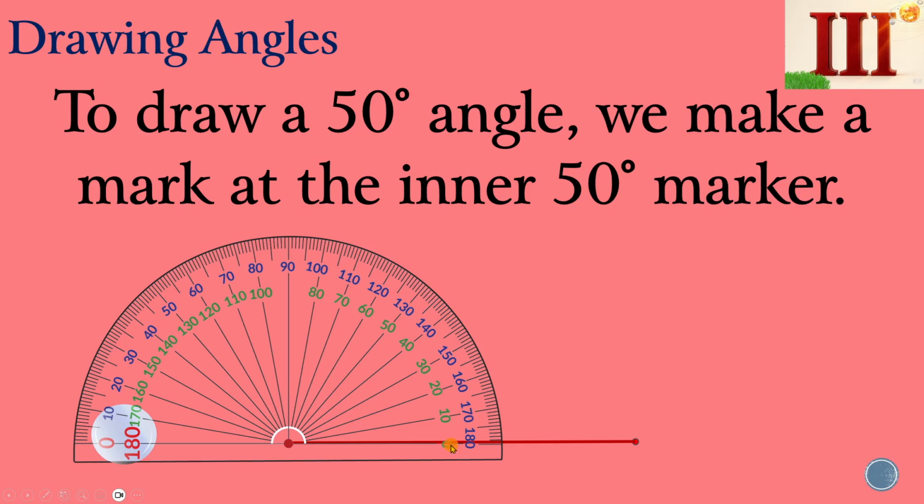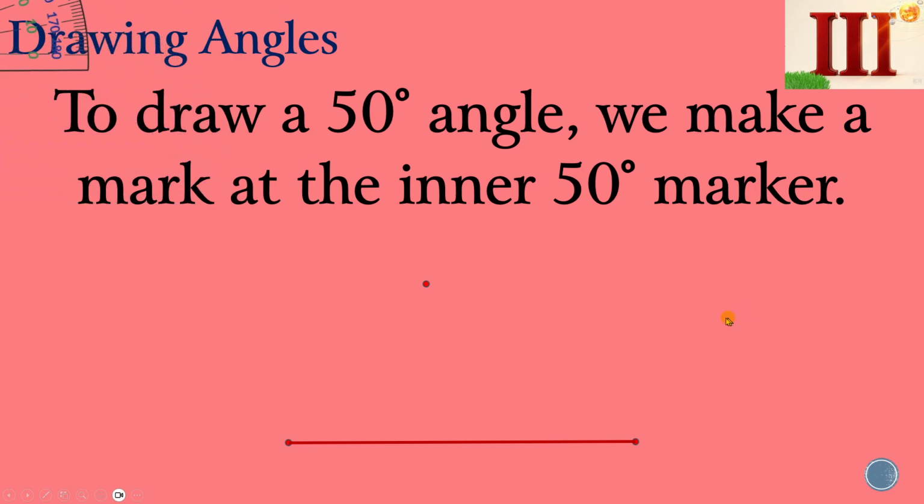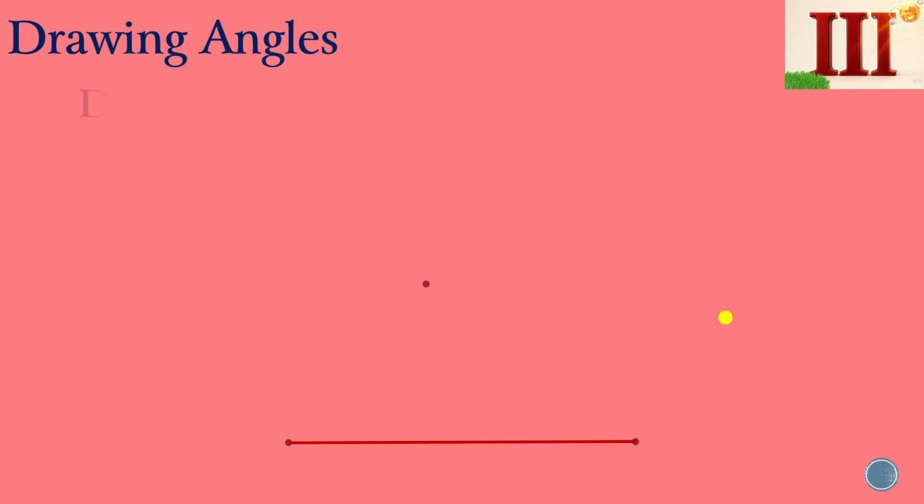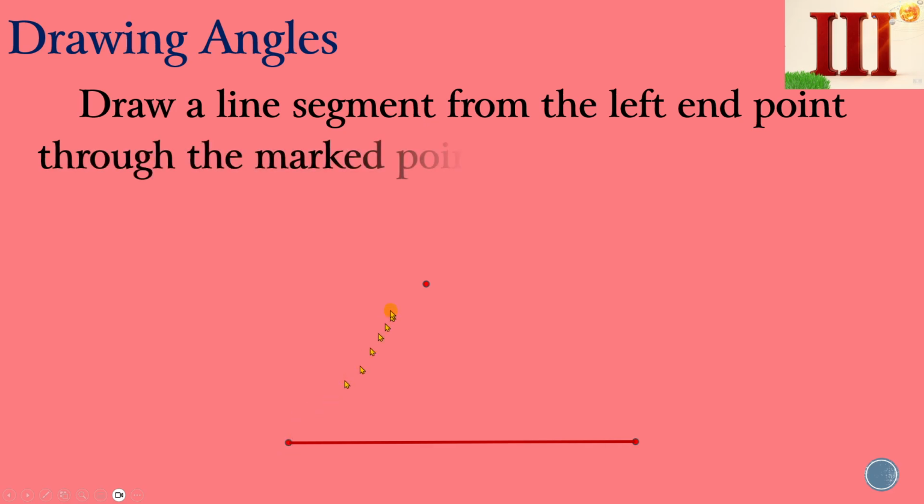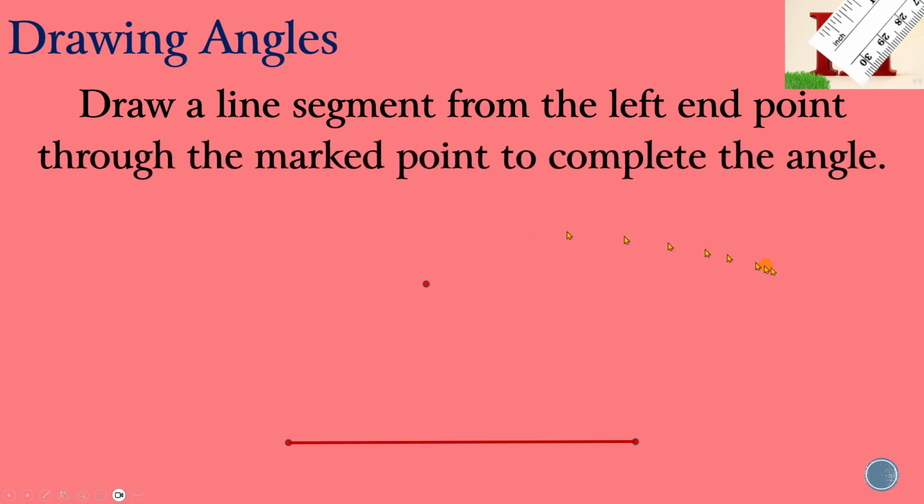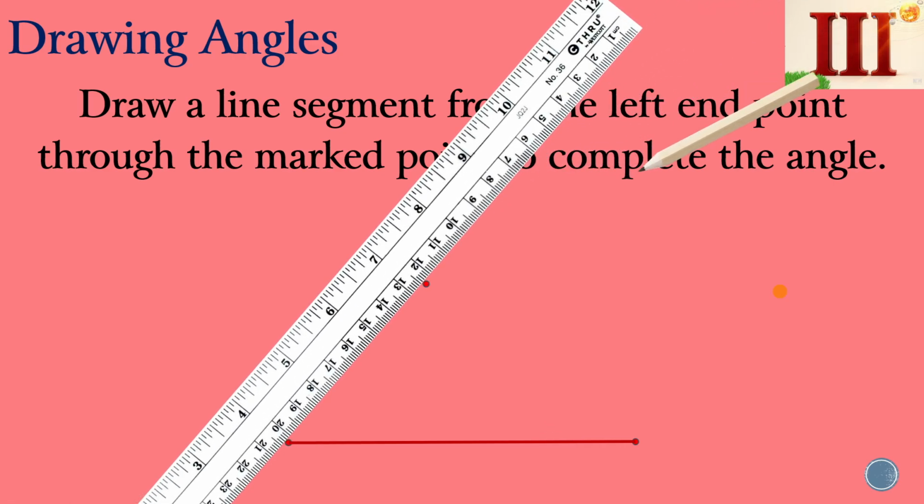So since the zero is on the inner set of numbers, we count 0, 10, 20, 30, 40, 50. And so we make our mark. Then we take the triangle, we move the protractor out of the way because we got to bring in the ruler now. So we need to draw a line segment from our vertex through this point. And that is going to give us a 50-degree angle.